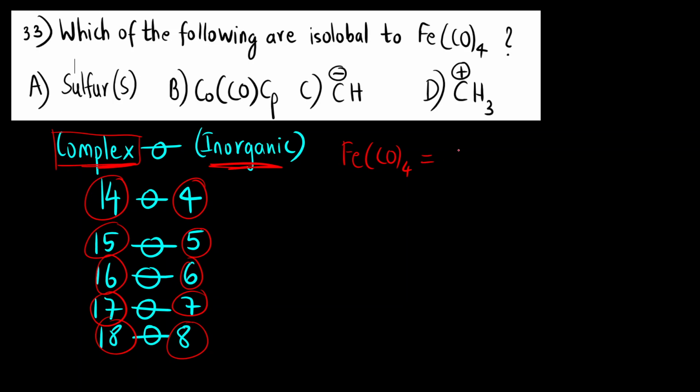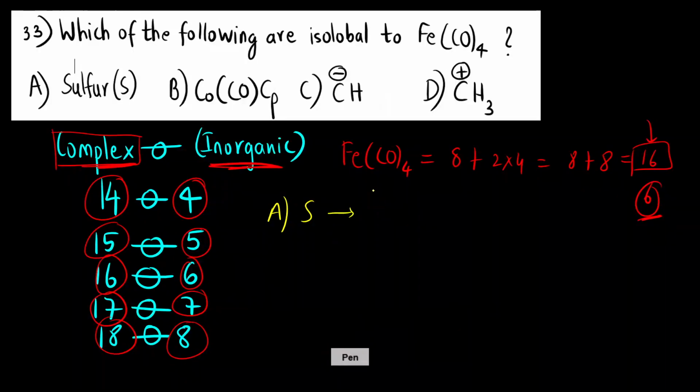Fe, how many total valence electrons? 8. Plus carbonyl, one carbonyl is 2, so 2 into 4 is 8. 8 plus 8 is 16. So what we have to do is find either a 16 electron complex or a 6 electron fragment. Let us see all the options one by one. Sulfur has how many valence electrons? It has 6 valence electrons, ns2 np4. So option A is correct.